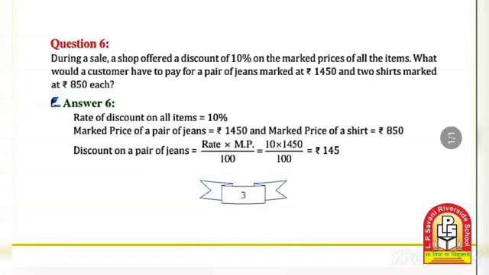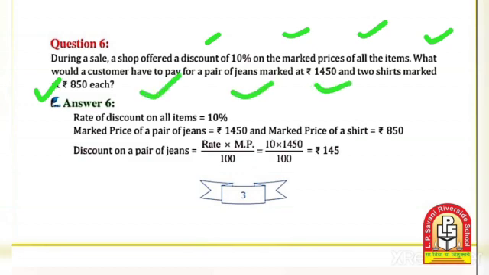Standard 8, Chapter number 8, Question number 6, Exercise 8.2 of the chapter Comparing Quantities. Let's begin with question number 6 of the exercise 8.2. During a sale, a shop offers a discount of 10% on the marked price of all the items. What would a customer have to pay for the pair of jeans marked at 1450 and two shirts marked at rupees 850 each?